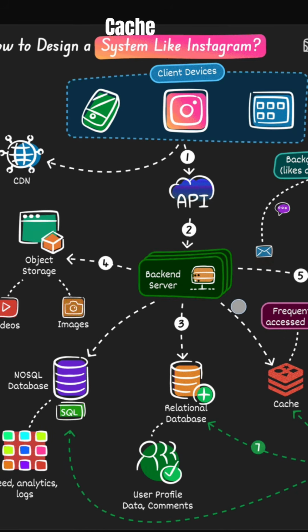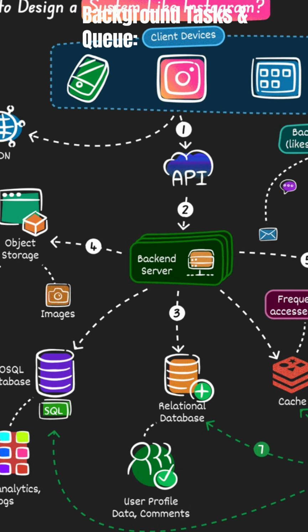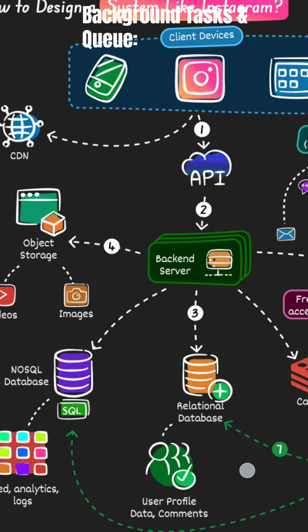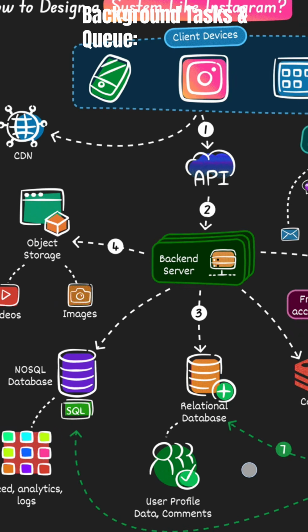Cache. To further speed things up, Instagram uses a cache. This stores frequently accessed data in memory, so it can be retrieved much faster than from a database. Think of it as a quick access drawer for the most popular items.